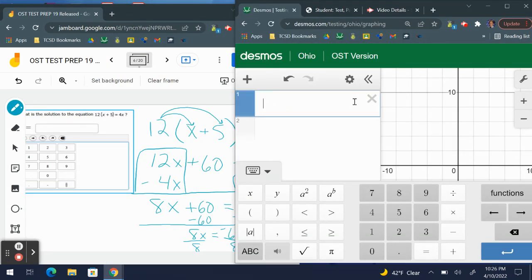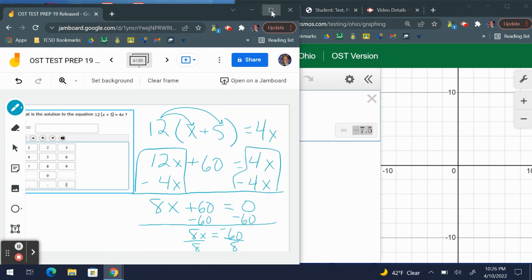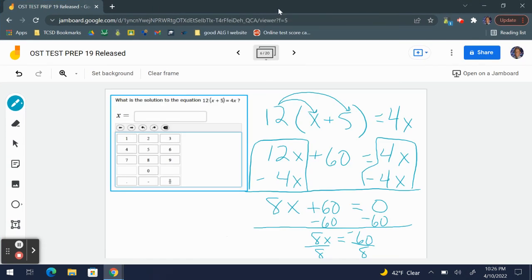And I say 60 divided by 8. Oop. Almost made a mistake. Negative 60 divided by 8 is negative 7.5. So my final answer here would be x equals negative 7.5. All right. So in this answer, I'm just going to type in that negative 7.5. And don't forget the negative like I showed you at that Desmos problem, which I almost forgot.